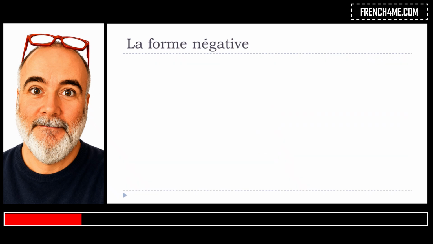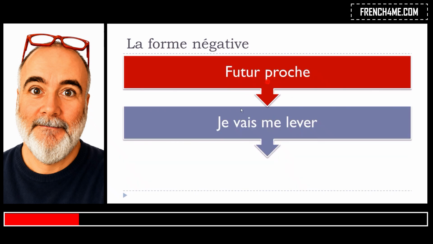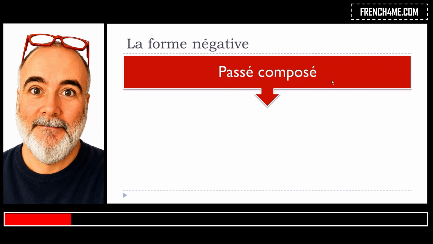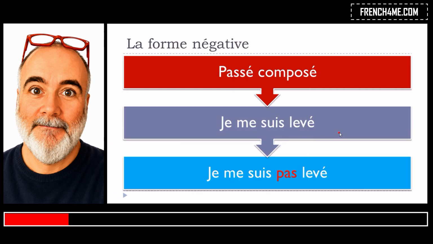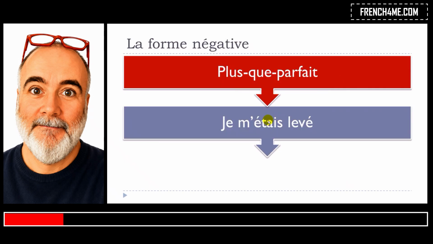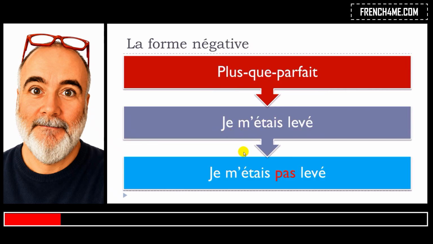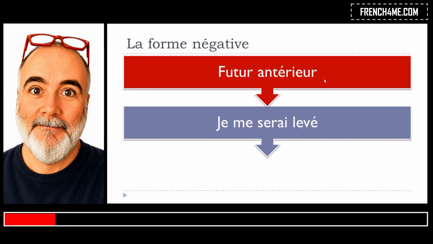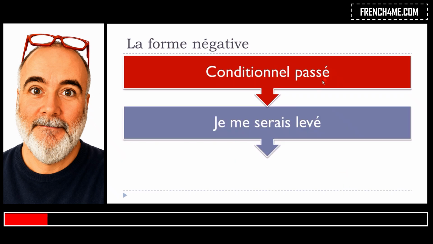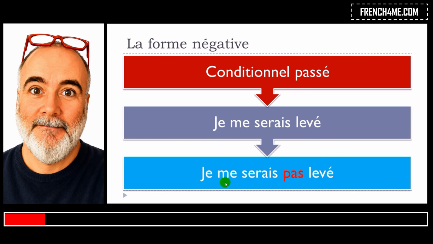Okay, then futur proche, so je vais me lever, then je vais pas me lever. Okay, passé composé, je me suis levé, je me suis pas levé. Plus que parfait, je m'étais levé will become je m'étais pas levé. Futur antérieur, je me serais levé, je me serais pas levé. Conditionnel passé, je me serais levé, je me serais pas levé.